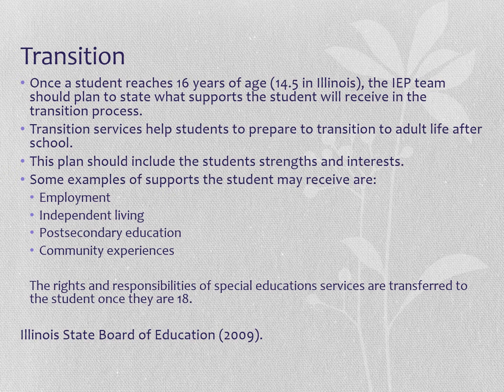Some examples of supports that students may receive in the transition plan are assistance in getting a job or becoming employed, assistance with living independently, assistance with applying and getting into colleges, and assistance with community experiences. It should also be noted that the rights and responsibilities of special education services are transferred to the student once they are 18 years old.